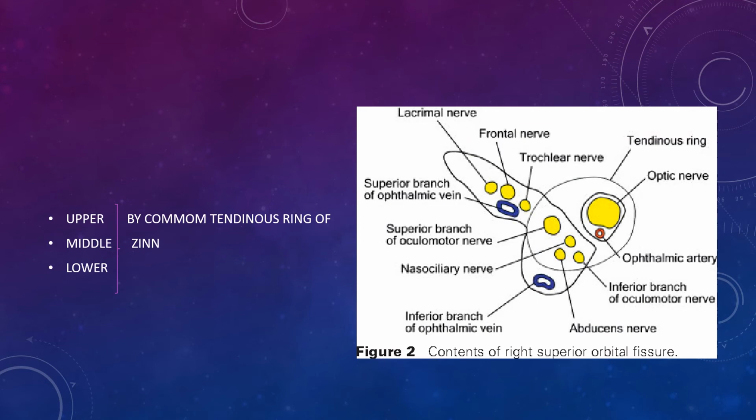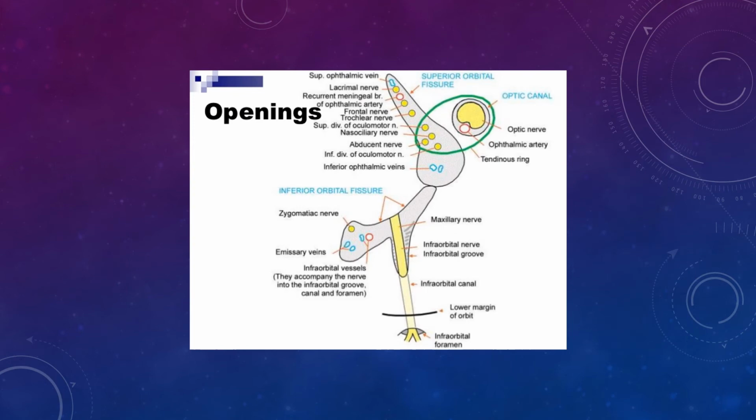This is the annulus of Zinn. This is a common tendinous ring. This red part that I am marking is the common tendinous ring of Zinn or the annulus of Zinn. And this ring divides the superior orbital fissure into this upper part, this middle part, and this lower part. Right? Now, what structures are passing through this?